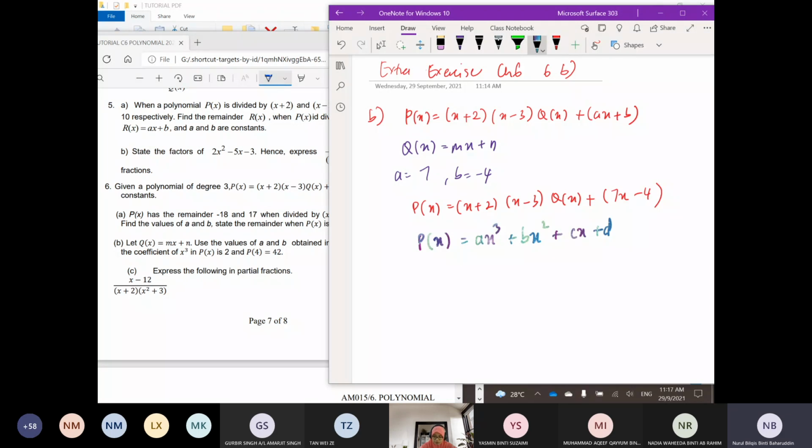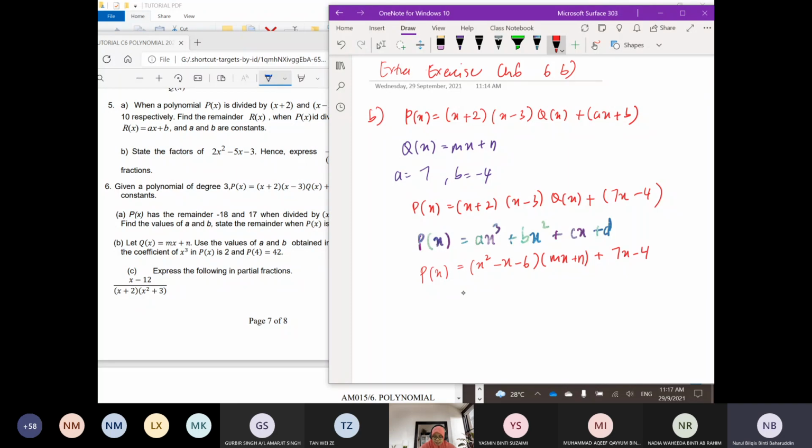That means here we will have... Okay, what we need to do? First of all, you need to expand x plus 2 times x minus 3. So P(x) equals, we will get x squared minus x minus 6. Q(x) is mx plus n plus 7x minus 4.